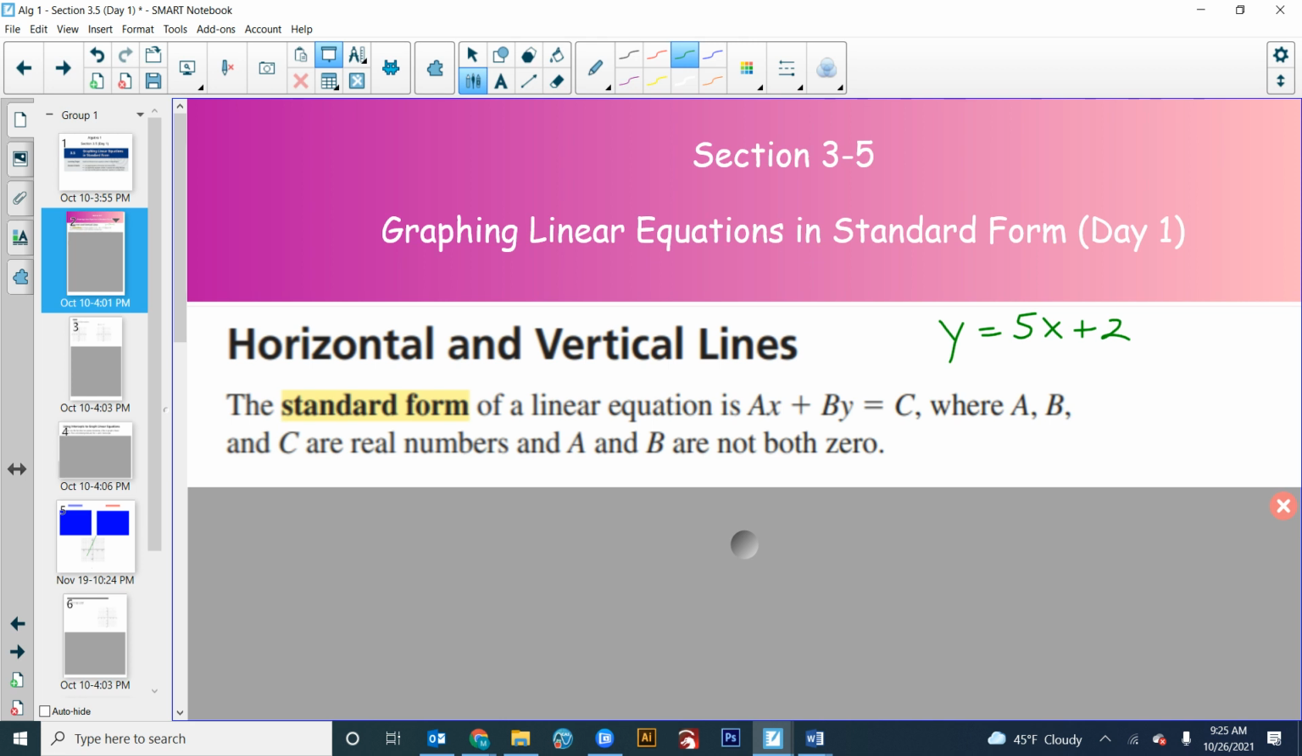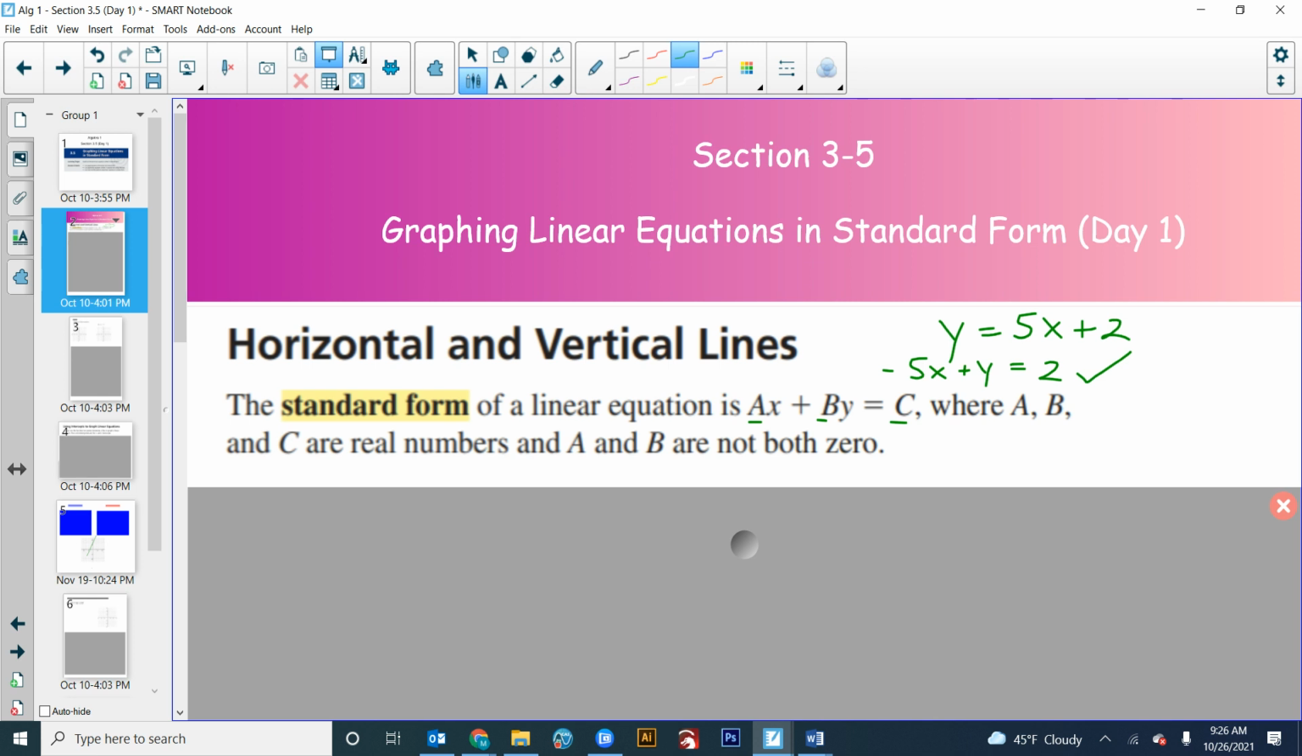So A is a number, B is a number, C is a number. That just allows for it to be any combination of lines. But here's what you need to know. If you want to put this in this form, don't you have to get the x term and the y term all on one side and the number over here by itself? How would I move the 5x over to be with the y? I would have to subtract it from both sides, wouldn't I? So I'd have negative 5x plus y equals 2. Now it's in standard form. Do you all agree with that?